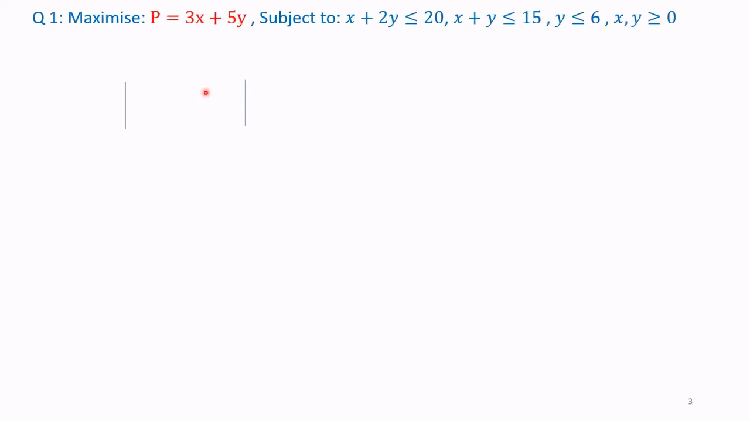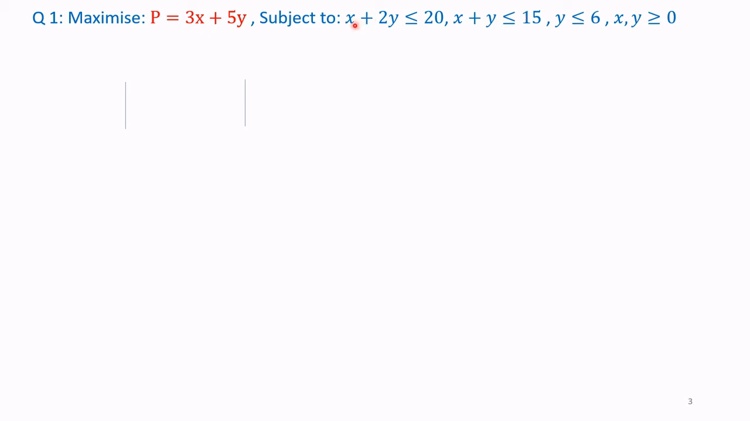Question number 1 says maximum p is equal to 3x plus 5y. This p is equal to 3x plus 5y I have written to state that this is an objective function. In the theory, we had said z is equal to ax plus by. So here in the given problem, it is p is equal to 3x plus 5y, subject to constraints.